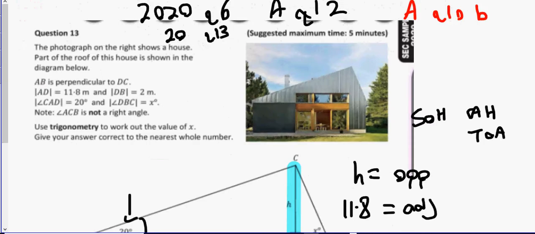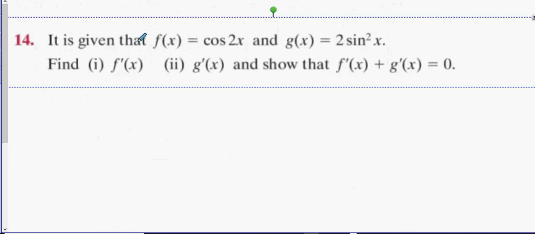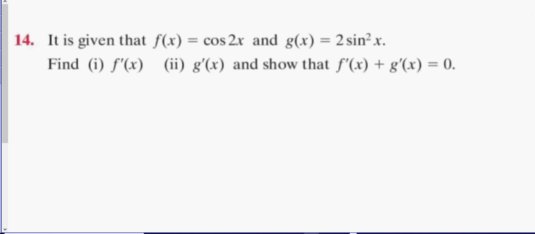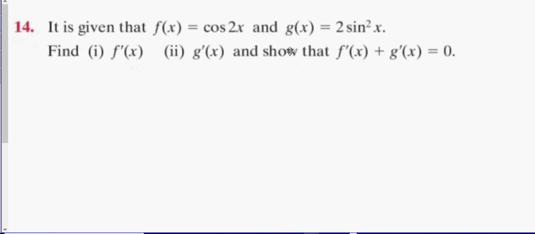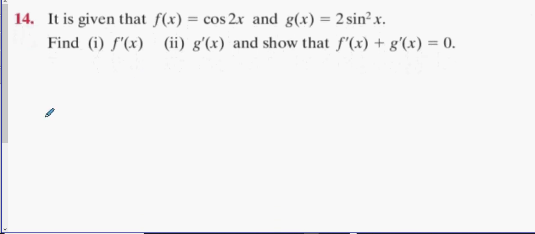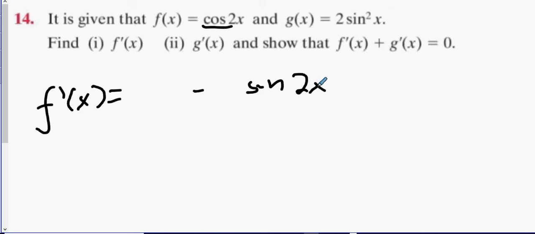14. Okay. This one isn't the worst. Alright. Differentiate f of x. Adam, what does cos change into? Minus sine. What about the angle? The angle stays the same. What do you do with the angle then? Differentiate that. When you differentiate it? 2. Okay.